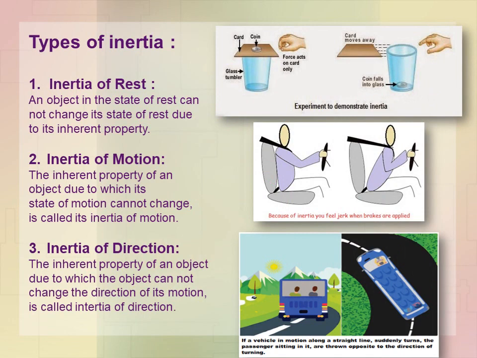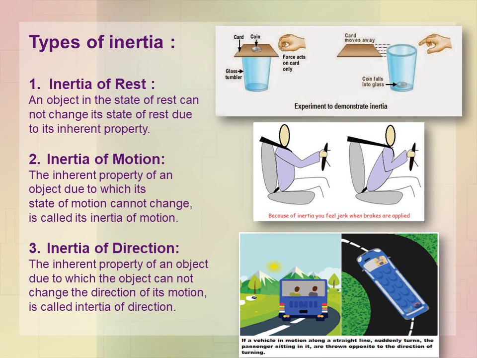An object in the state of rest cannot change its state of rest due to its inherent property. For example, take a postcard and keep it on a glass. Keep a 5 rupee coin on it. Now, skillfully push the card. The coin straight away falls in the glass because of the inertia of rest.